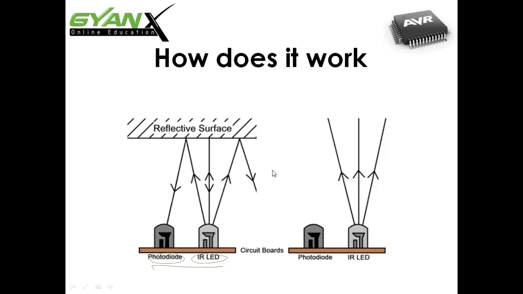So in this way the reflecting surface is behaving. Suppose the reflecting surface is black, then the IR radiation falling on the surface does not get reflected back because it is absorbed by the black surface. And if the surface is white, it is reflected by the white surface. So in this way the IR sensor actually works. If the object is reflective, either white or some other color, then most of the radiation will get reflected by it and will get incident on the photodiode.